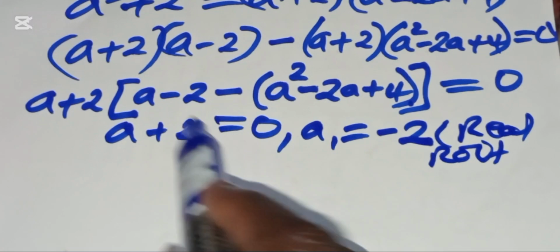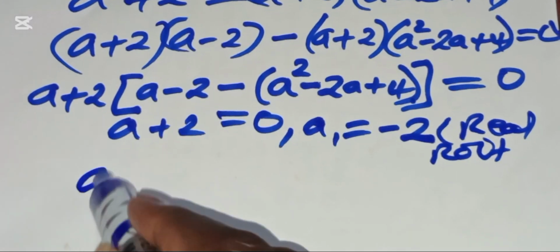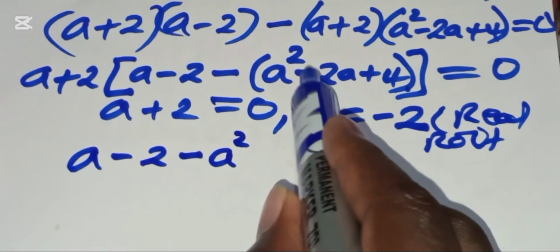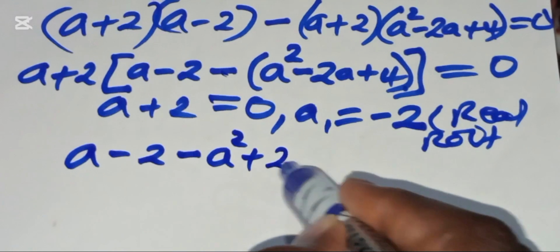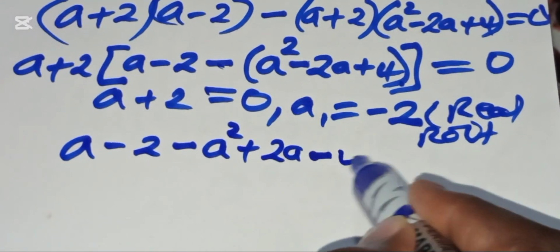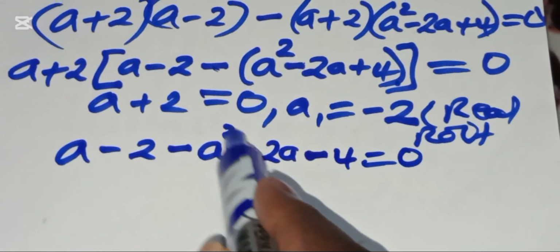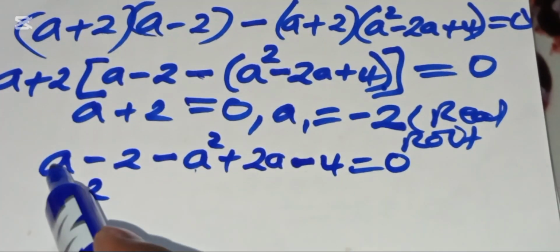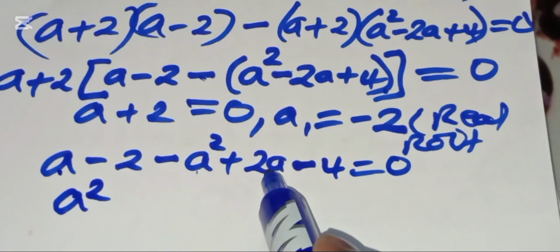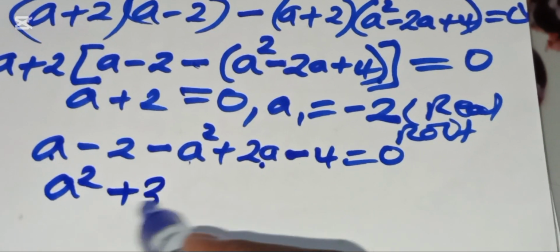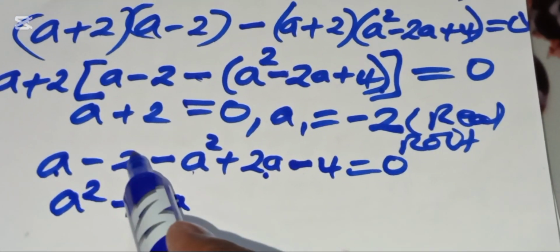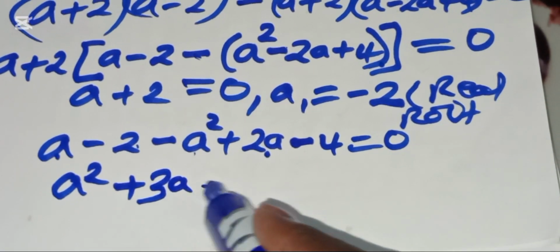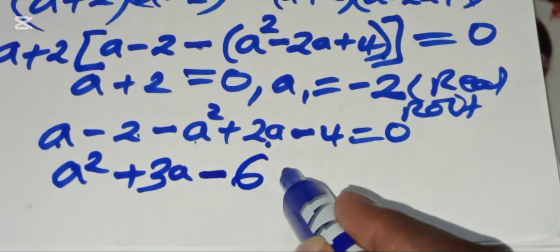Okay, now let's check what is in the parentheses. We have a subtract 2 subtract a squared. Now negative times negative is plus 2a minus 4. This is equal to 0. Now we can write this as a squared, then we have a plus 2a, which is actually 3a. Then negative 2 minus 4 is negative 6. This is equal to 0.